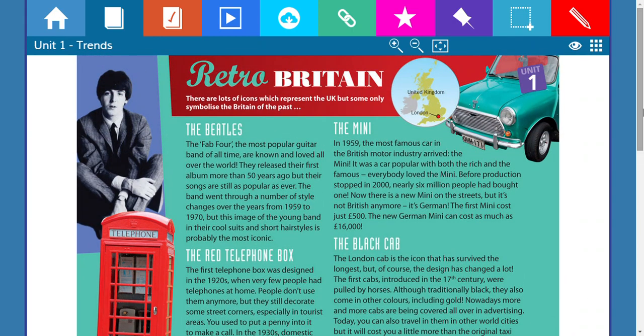The Mini. In 1959, the most famous car in the British motor industry arrived, the Mini. It was a car popular with both the rich and the famous. Everybody loved the Mini. Before production stopped in 2000, nearly 6 million people had bought one. Now there is a new Mini on the streets, but it's not British anymore. It's German. The first Mini cost just £500. The new German Mini can cost as much as £16,000.